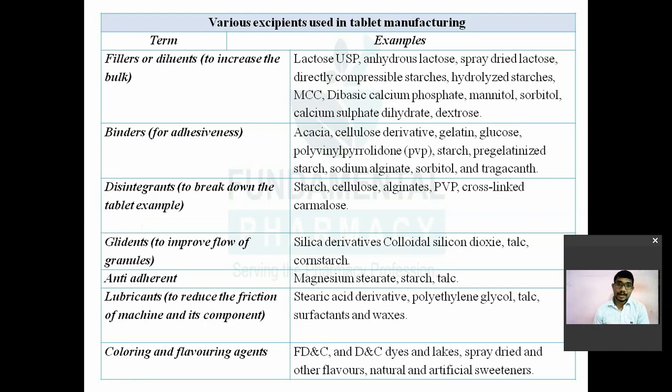So acacia, cellulose derivatives, gelatin, glucose, polyvinyl pyrrolidone, PVP, then starch, pre-gelatinized starch, sodium alginate, sorbitol, tragacanth. So these are the binders. Okay, just remember the names, or just try to be clear on what you mean by the term binder.